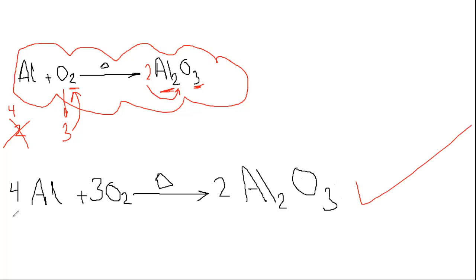Yes, as this is 4 aluminum and this is 4, 2 times 2. This is 6 oxygen and this 2 times 3 equals 6. So this equation is a balanced equation. Do you understand? Yes. Any problem? No. Okay. Let's return back again.